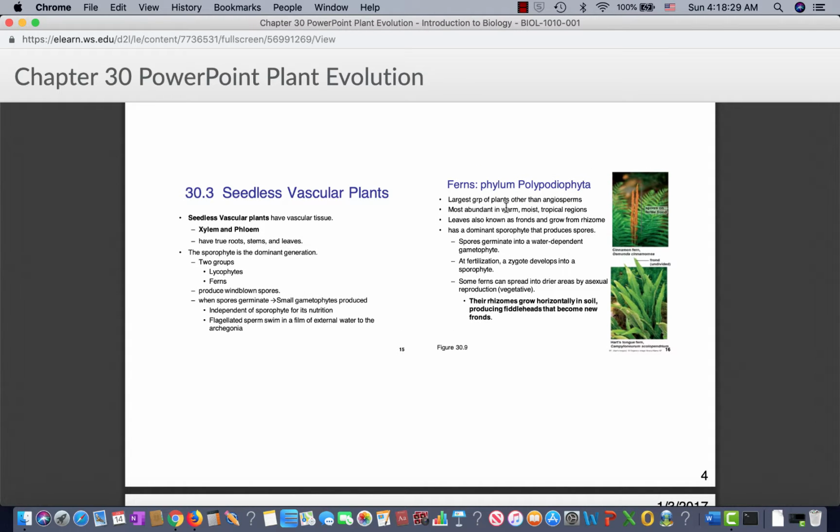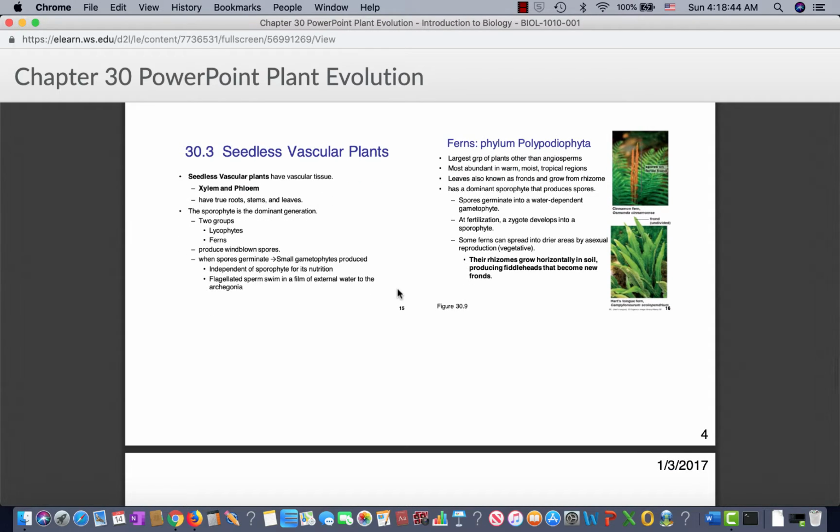Ferns are the largest group of plants other than angiosperms, and are most abundant in moist tropical regions. The leaves are also known as fronds and grow from a rhizome. They have a dependent sporophyte that produces spores. The spores germinate into a water-dependent gametophyte. At fertilization, the zygote develops into a sporophyte, and some ferns can spread into drier areas by asexual reproduction. To do this, their rhizomes grow horizontally in the soil, producing little fiddleheads that become new fronds.